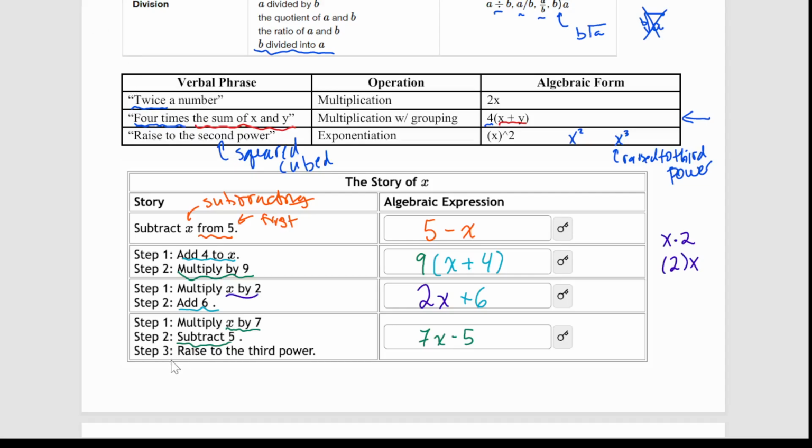And then for the last part, it says raise to the third power. So then I'm going to put this whole thing in parentheses and raise it to the third power. And you need to put it in parentheses because it said raise to the third power was the last step.